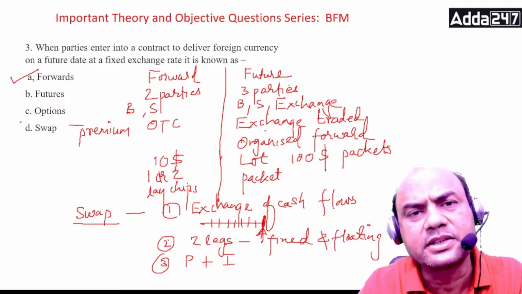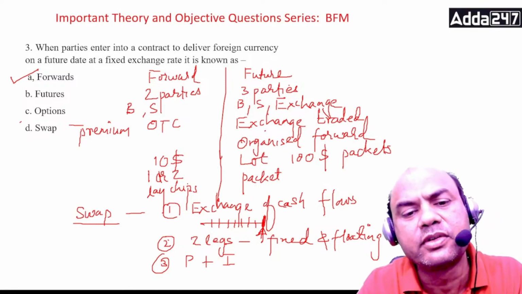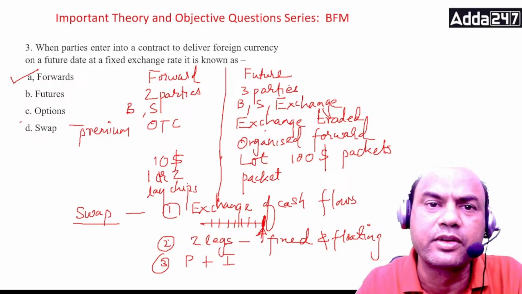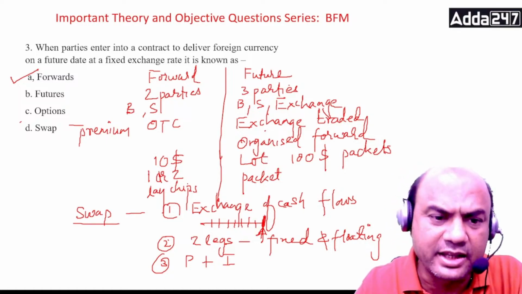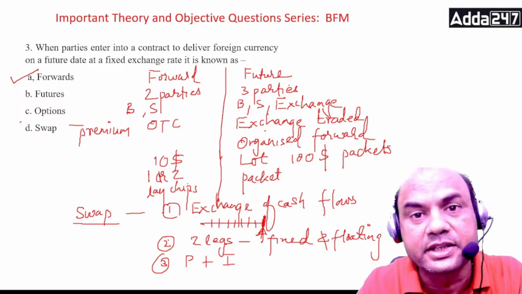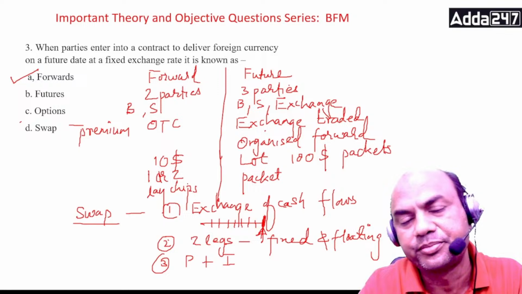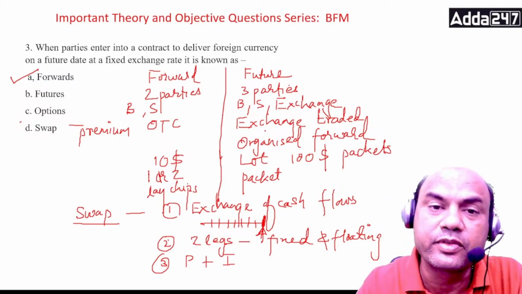Okay, swap can also be the answer. I can have a swap with you. I'll deliver some forex and I'll take something from you in a series of payments. Anything can be an answer, but we have to find the nearest one. The nearest one is forward. What is the difference between forward and future?